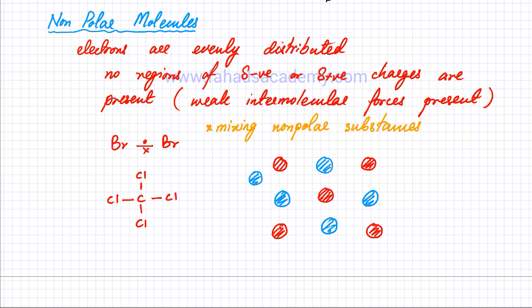Now the thing when you mix these two substances together is that they will not attract each other. There would be no force of attraction present between the two molecules. So if you mix them together, they're going to remain mixed, and the reason is because they're not attracting each other, so they're going to stay exactly in the same position where they were before. So no intermolecular forces are present.